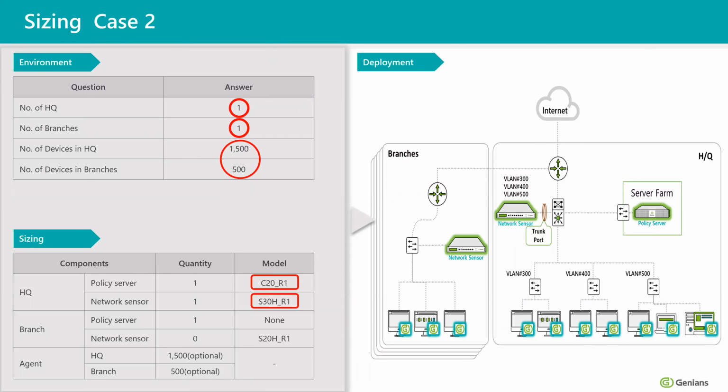Plus, we need to check the branch. We make the sizing in the branch consisting of the S20H for the network sensor, which can cover over 500. And you don't need to include a single policy server for this branch because the C20 policy server in headquarters can cover both the headquarters and the branch as well.